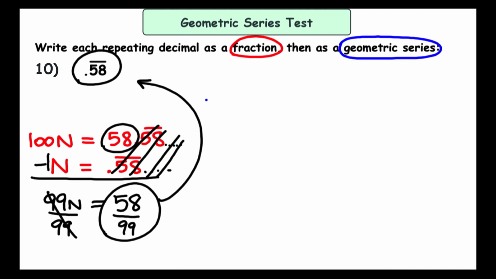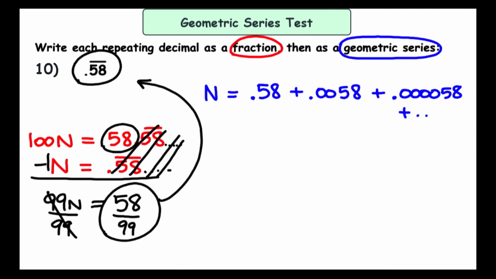Okay, again, if n is 0.58585858, you can break it up like this. N is 0.58 plus 0.0058 plus 0.000058, quadruple zero, 4 zeros, 58, plus, and this will go on forever. That way when you add them up, the 0.58 occupies every 2 spaces, there's no overlap. But really, what I've made is a series. I've made a series, and the series is geometric.